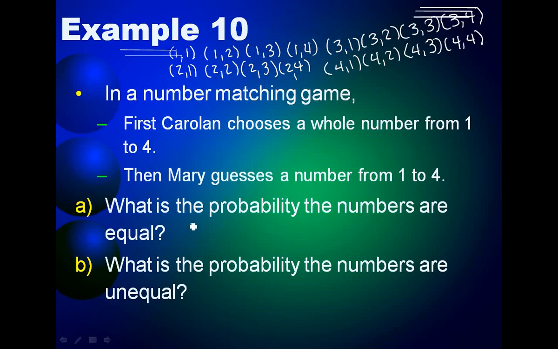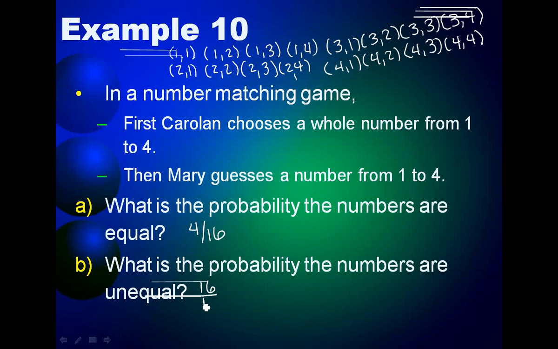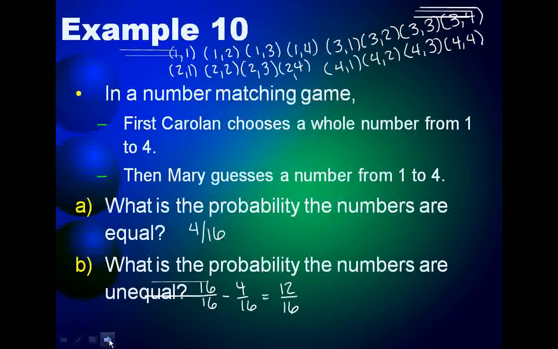So the numbers are equal in 4 of the 16. What is the probability that the numbers are not equal, or unequal? Well, quicker than counting the ones that are unequal, you could take 1, which is 16 over 16, and subtract 4/16, and that leaves you with 12/16. So 1 minus the probability of the first one gives you the complement, the probability of the complement.